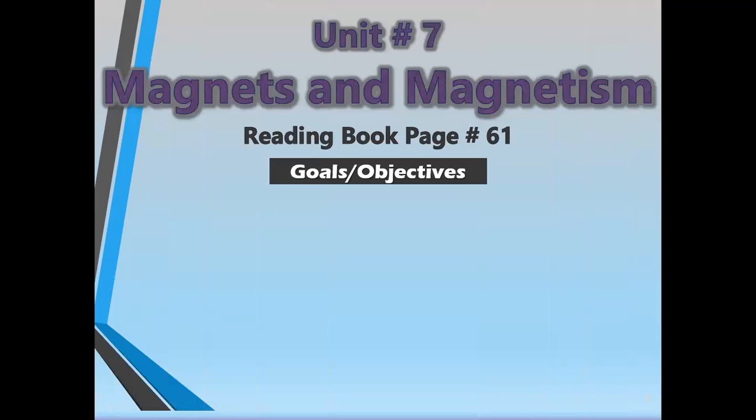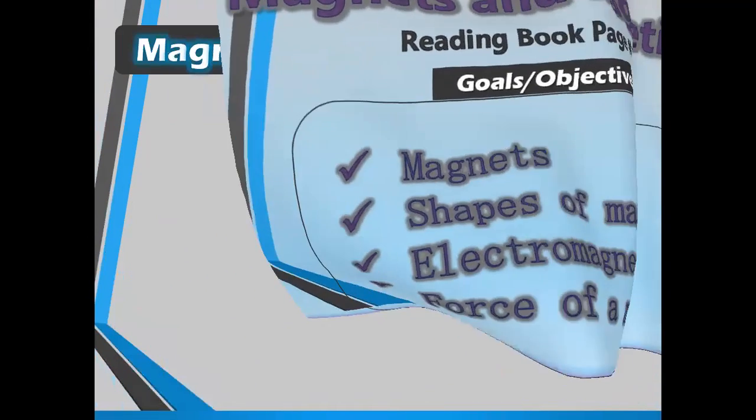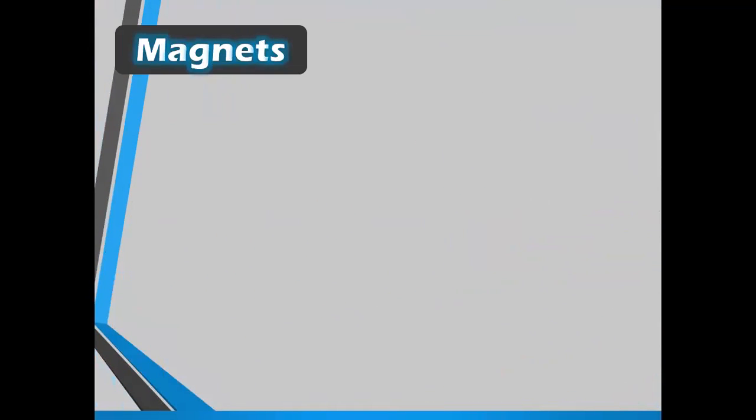Today we'll start learning from unit number 7, magnets and magnetism. Let's first start reading book page number 61, in which we learn about magnets, shape of magnets, electromagnets, force of a magnet. So students, what is a magnet? Have you ever played with a magnet? So today we'll enjoy learning all about magnets, their shapes, their force, and we'll make our own electromagnets. I hope that you enjoy.